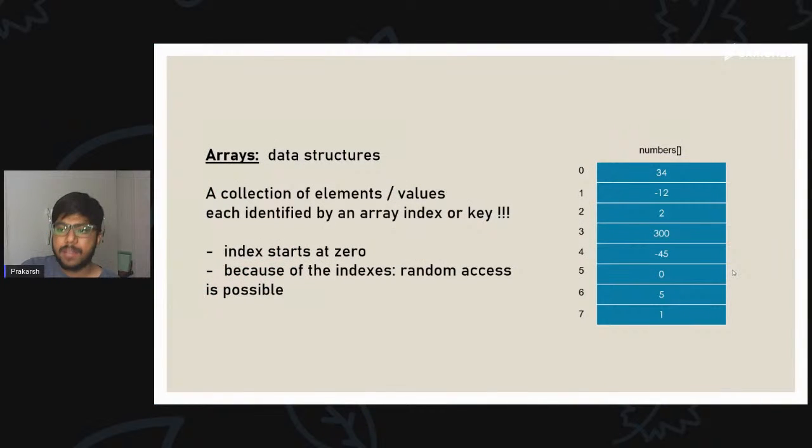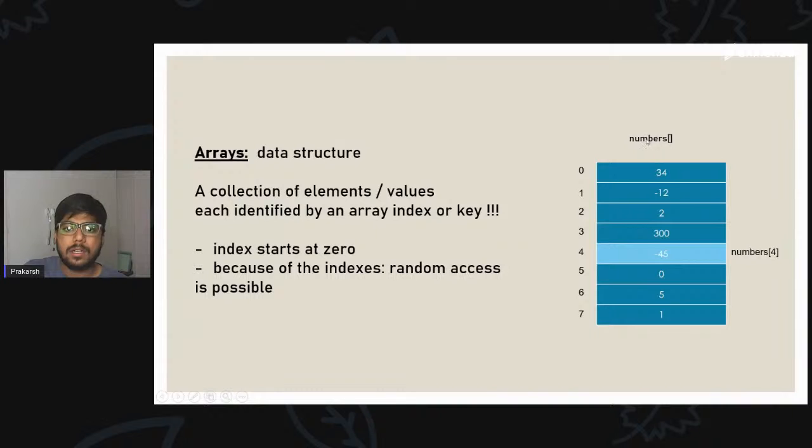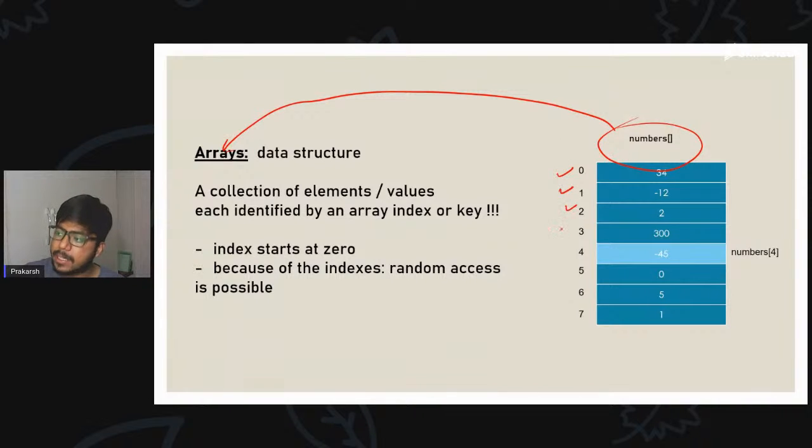So arrays are a very fundamental data structure, a collection of elements or values, each identified by an array index or key, right? Okay, so these numbers, this complete thing is an array, and these are the different indexes of the array, like the elements of the array. They are identified by these values.